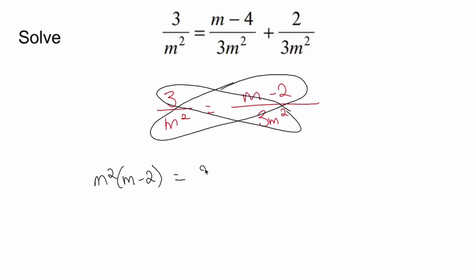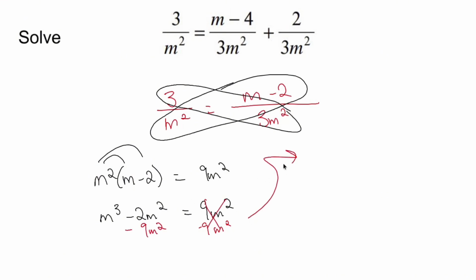So 9m squared. Multiply this guy. M squared times m squared is m cubed. M squared times negative 2 is negative 2m squared, and that's going to equal 9m squared. Let's subtract 9m squared from both sides. Minus 9m squared, minus 9m squared. And that leaves me with m cubed minus 11m squared equals 0.